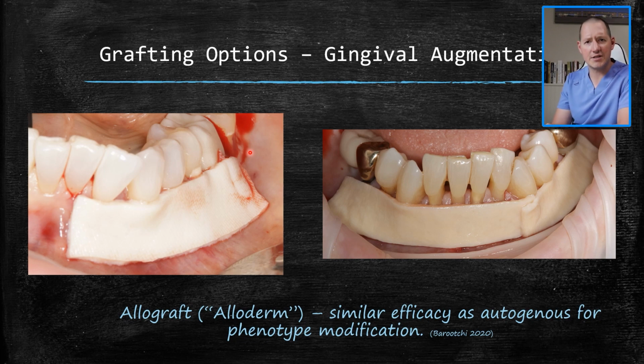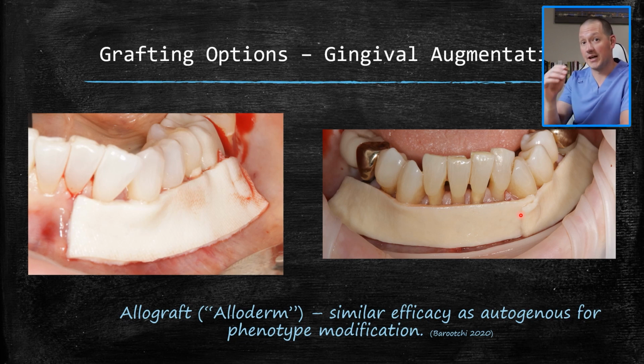We can apply it in a very similar way to a connective tissue graft underneath the gum tissue. In both of these cases here, I did tunneling techniques where this alloderm was tunneled underneath the gum tissue that was lifted up off of the bone. We can see a very good effect and similar efficacy as autogenous tissue when it comes to what we call phenotype modification, which is just a fancy word for thickening that gum tissue. So allograft, alloderm is another option that we can use in some of these cases as well.